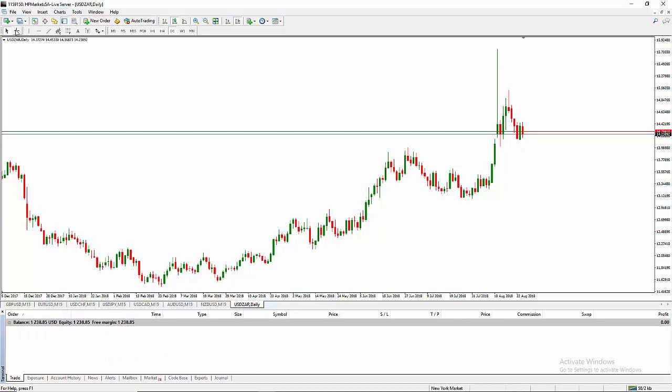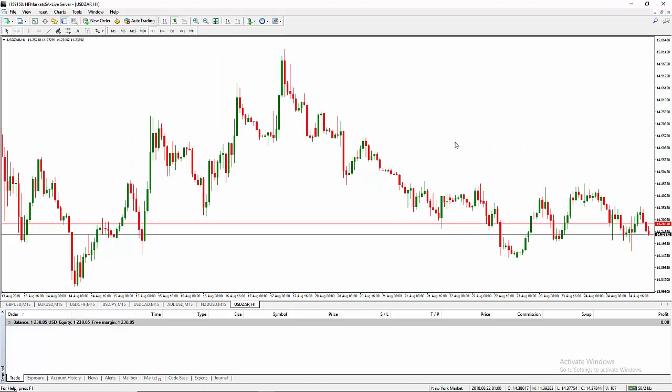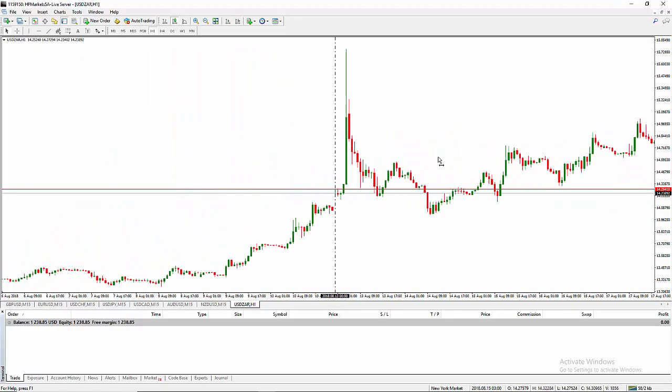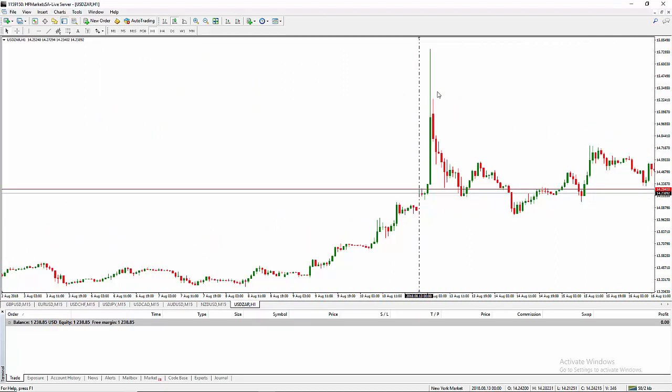If you look at what happened last week, this is the August 13 daily candle. Let's switch to the 1 hour. You can see what is happening here. Around 4 a.m. on August 13 this month, look at what happened. Look at this spike. The spike threw a lot of traders out of the market.